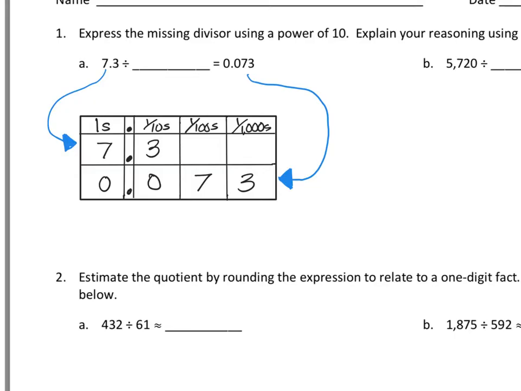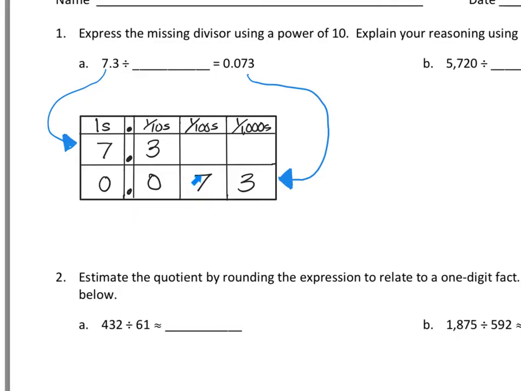Please note that the ones place is 10 times greater than the tenths, and the tenths place is 10 times greater than the hundredths, and the hundredths is 10 times greater than the thousandths. When you divide by a power of 10, the number will get smaller by one place value. So in this case, if you divide 7 by a power of 10, it would go right here into the tenths place. But when you divide by 10 to the power of 2, the 7 would go 2 place values: 1, 2, and that's where it is, in the hundredths place.